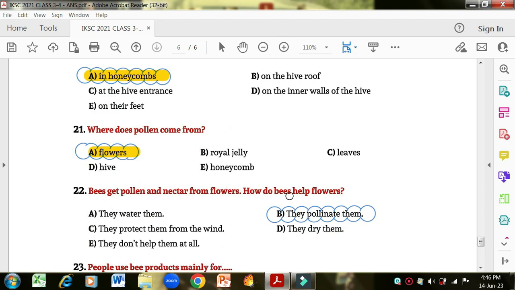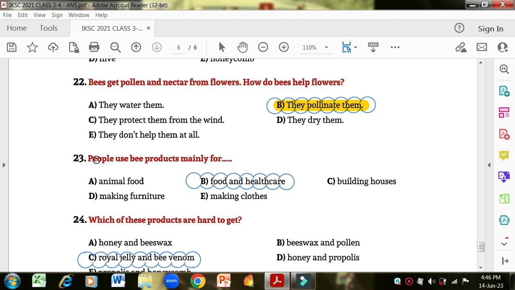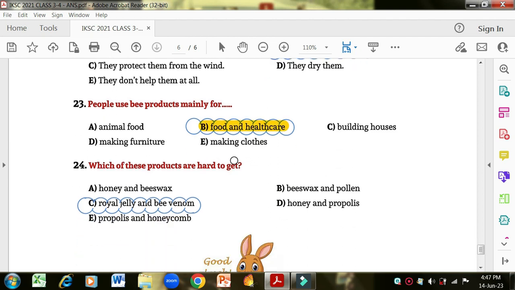How do bees help flowers? They water them, they protect them from the wind, they don't help them at all, they dry them, or they pollinate them. Yes, option B is correct. They help flowers in pollination. People use bee products mainly for animal food, making furniture, making clothes, building houses, or food and healthcare. Honey is used for food, and the other things that we just studied are also used in medication. So healthcare, option B is correct.